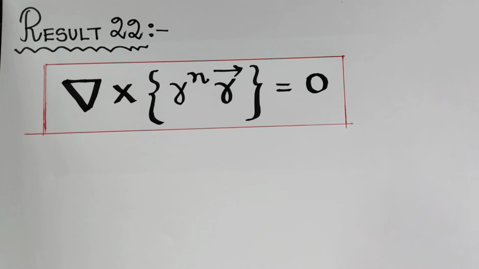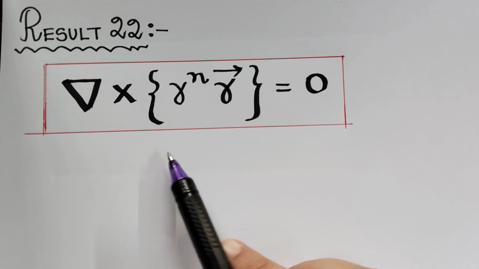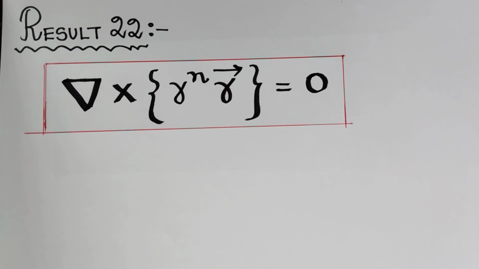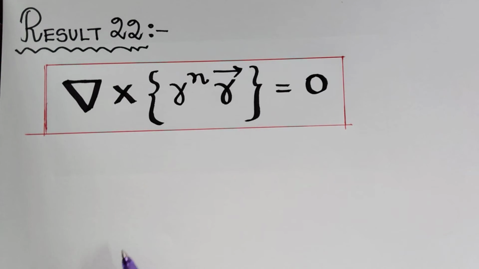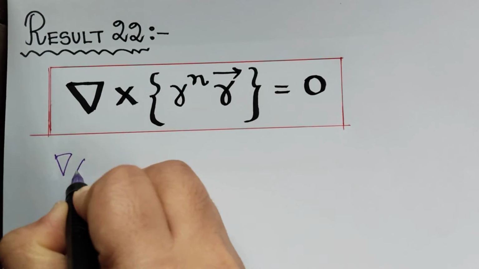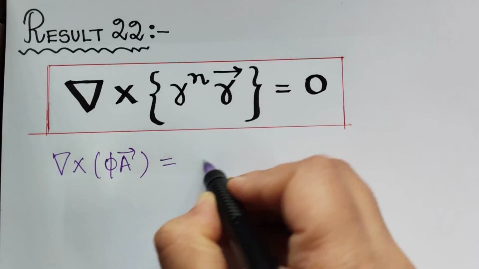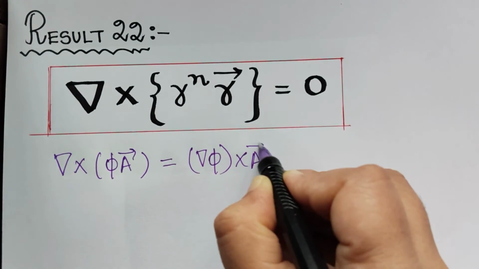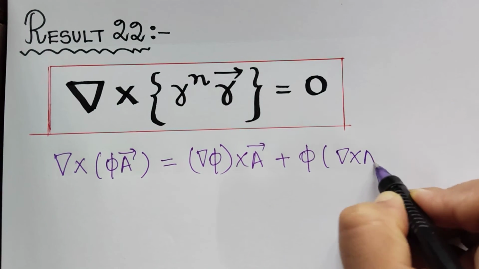So here we have the final result of this video lecture, which is result 22, and this is very important for the examination. In order to prove this result, again we are going to make use of the vector identity, which is del cross phi a vector is equal to, we know that it is del phi cross product with a vector plus phi multiplied with del cross a vector.